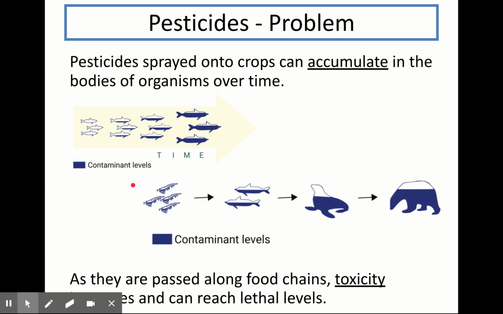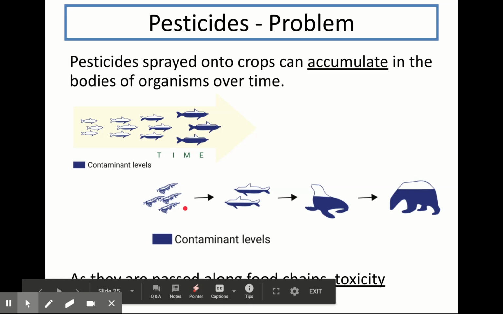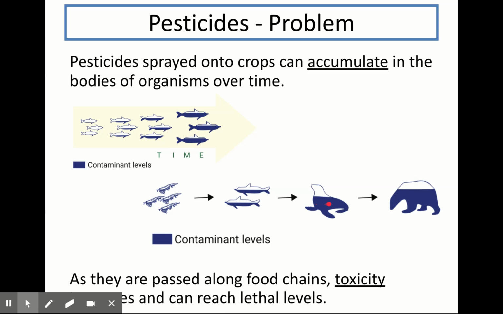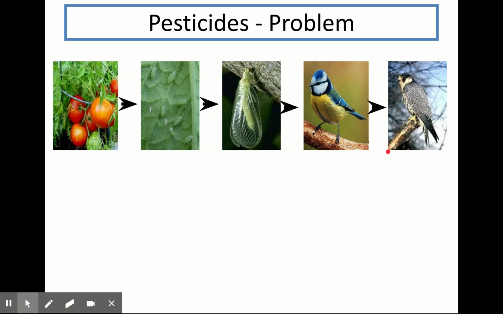As they are passed along the food chains, the toxicity, so how toxic the pesticide is, increases. This means the concentration of the pesticide builds up in the tissues of the organism and can cause them harm. Eventually, this can reach lethal levels at the top of the food chain. So in this example food chain here, you can see the levels of pesticide are quite low at the bottom of the food chain, but as we move up, the pesticides accumulate in the bodies of the organisms over time, and the toxicity will also increase. And in the case of the polar bear at the top of the food chain, this could be lethal or deadly. So here's a wee example to show you what we mean by this pesticide problem.